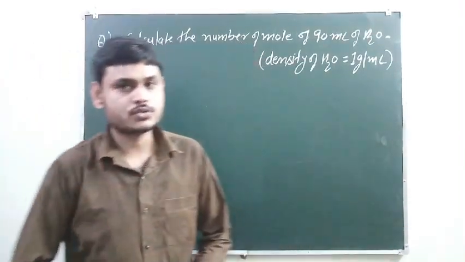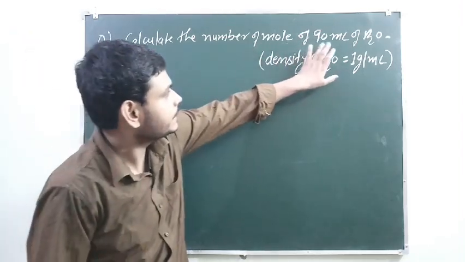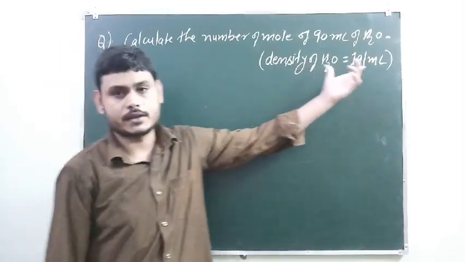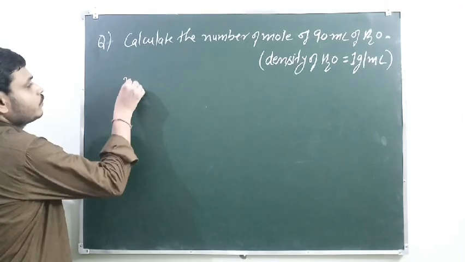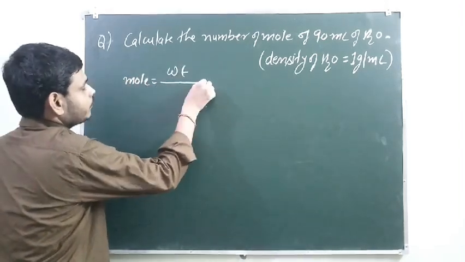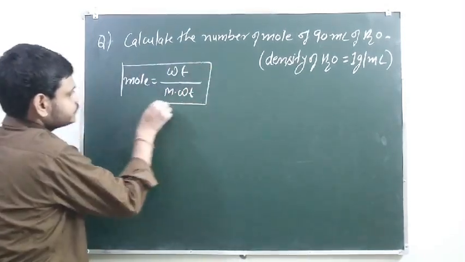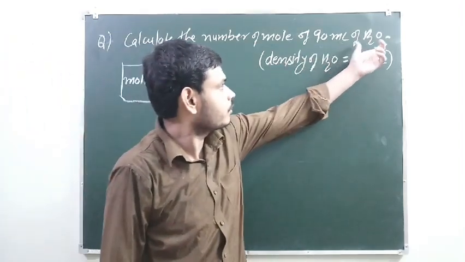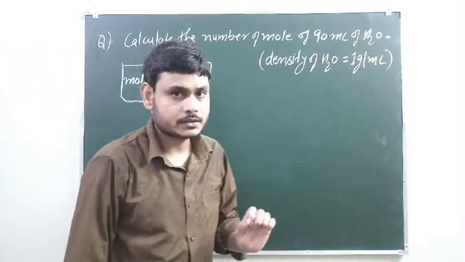Now, the next question is, calculate the number of moles of 90 ml of H2O. The density of water is given. Clear? We know that mole is equal to weight upon molecular weight. Here the weight of water is not given in the question. The volume of water is given.